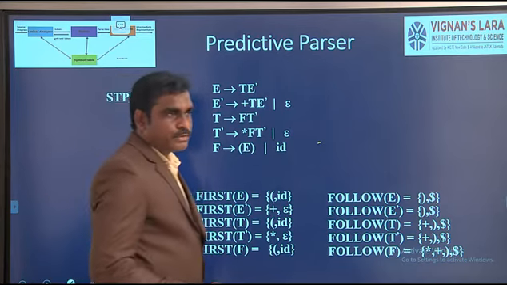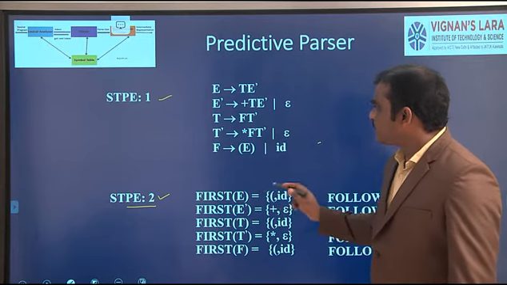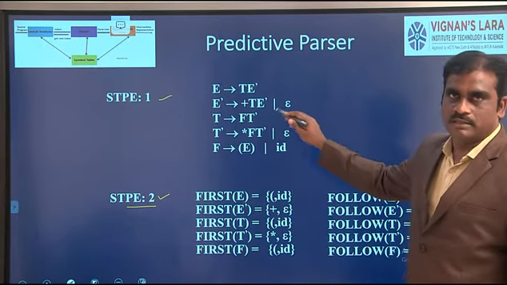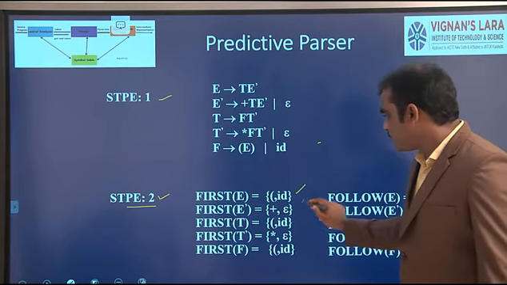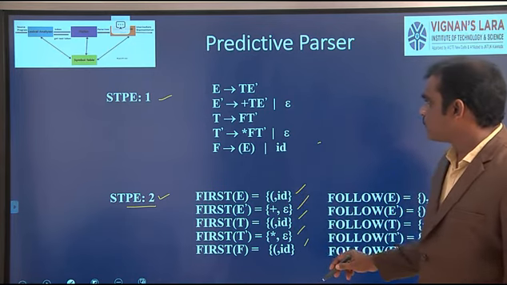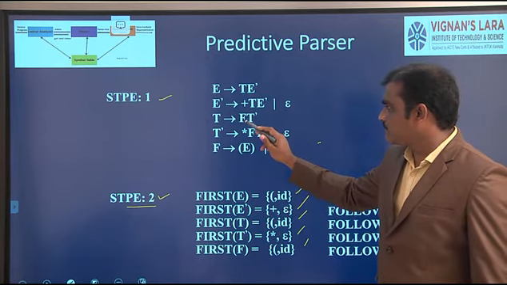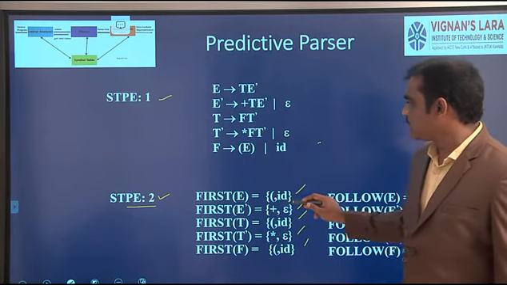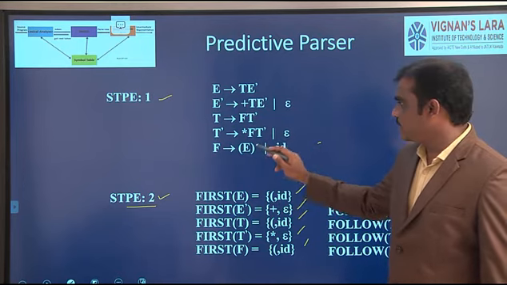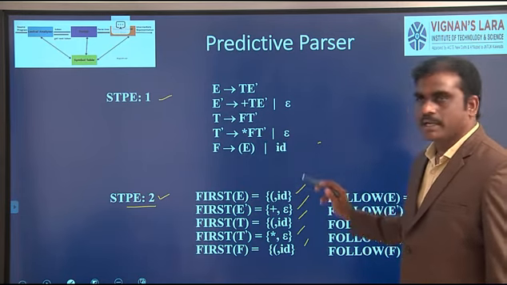And step 2, what is step 2? Find first and follow. In the previous class, I have already explained for the same grammar how to calculate first and follow for these productions. So that's why I write direct answers. First of E means first of T, which means first of F, which is open parenthesis comma id. First of E dash is plus comma epsilon. First of T dash, same way, is star comma epsilon. First of F is open parenthesis comma id.